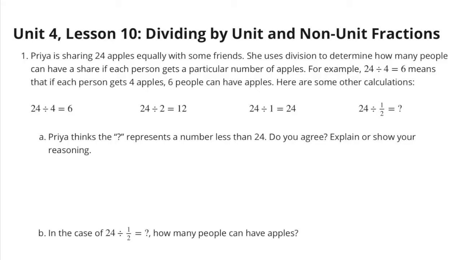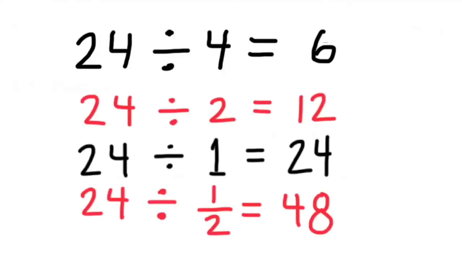B. In the case of 24 divided by a half equals question mark, how many people can have apples? There is a pattern. 24 divided by 4 equals 6. 24 divided by 2 equals 12. 24 divided by 1 equals 24. And 24 divided by a half equals 48. So 48 people could have some apple.